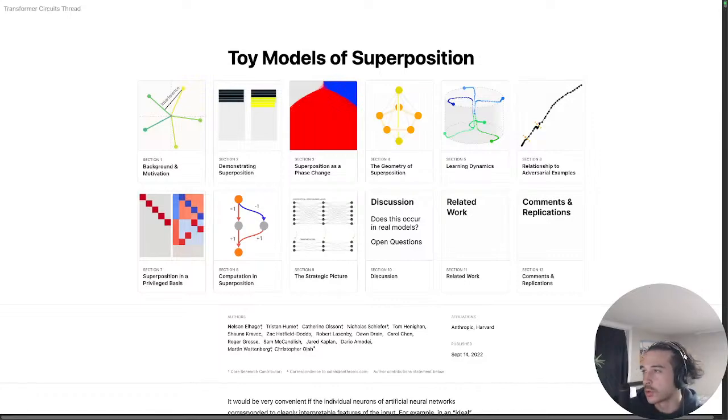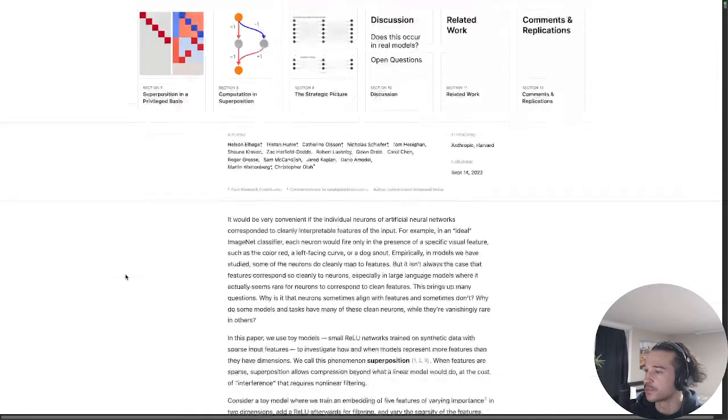What's going on? So today I'm reading through Toy Models of Superposition by Anthropic. This is a really important paper, one that I've heard a lot about, haven't read in full. I've skimmed through it. Looks like there's some good diagrams to go through. And yeah, I'm just going to read this whole thing start to finish and try to understand it as best as I can. Toy Models of Superposition.